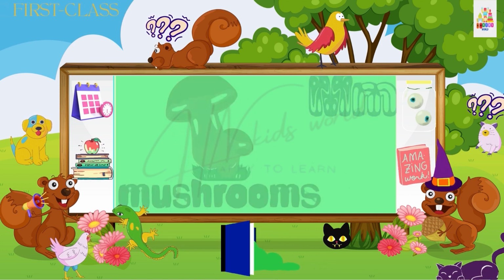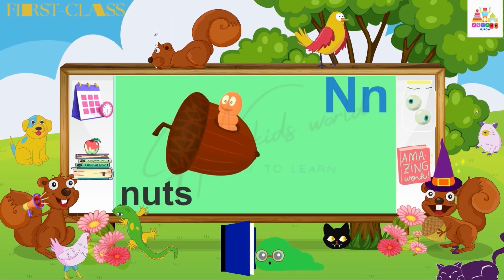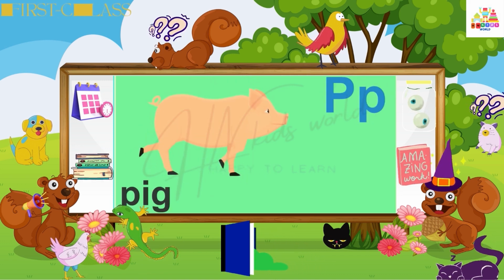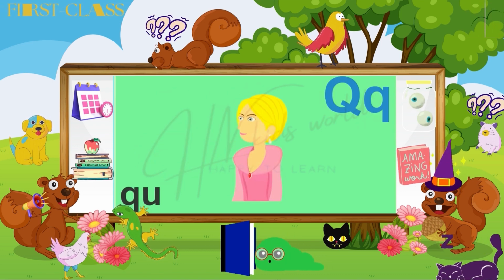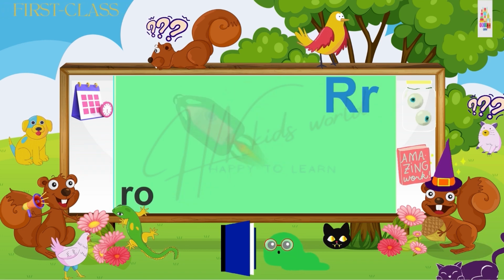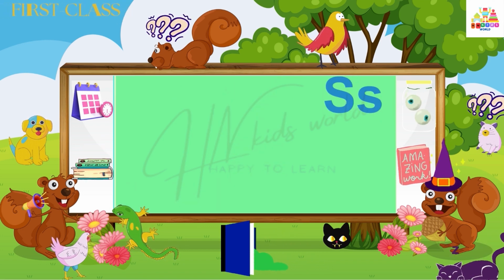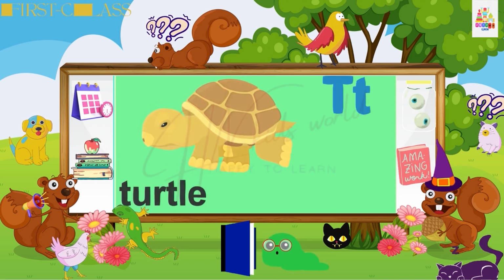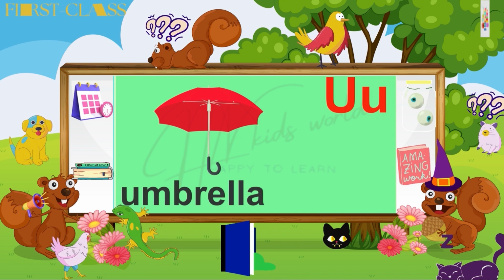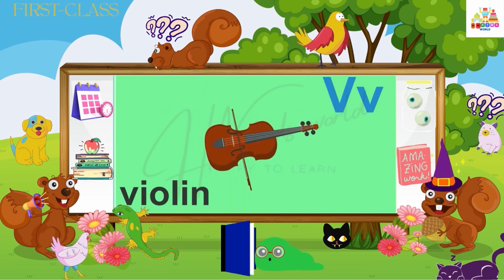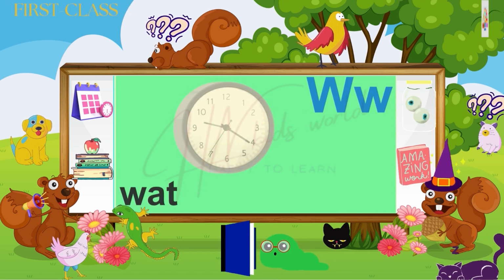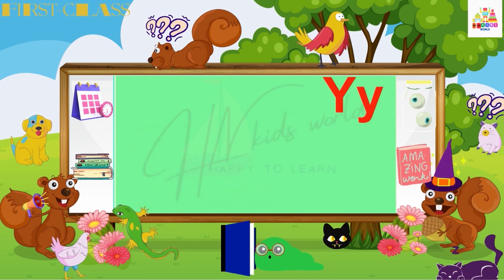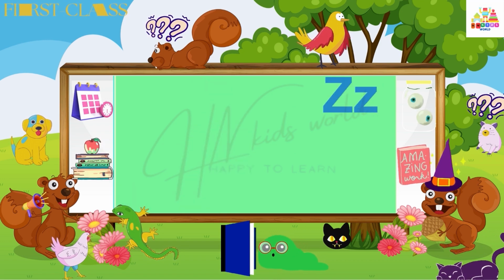M for mushrooms. N for nuts. O for owl. P for pig. Q for queen. R for rocket. S for sun. T for turtle. U for umbrella. V for violin. W for watch. X for xylophone. Y for yacht. Z for zebra.